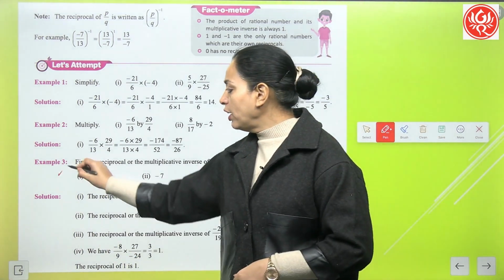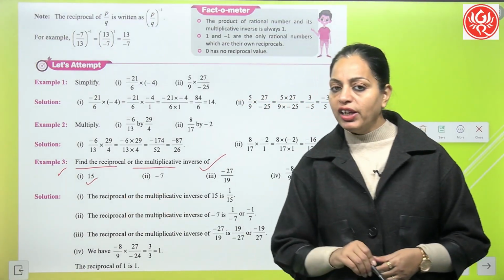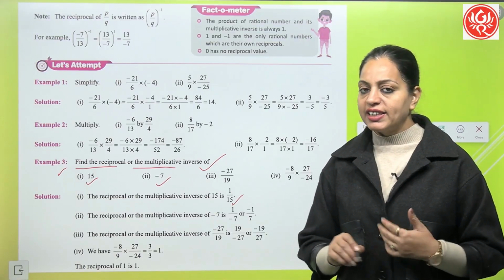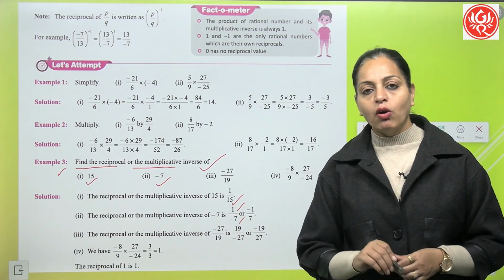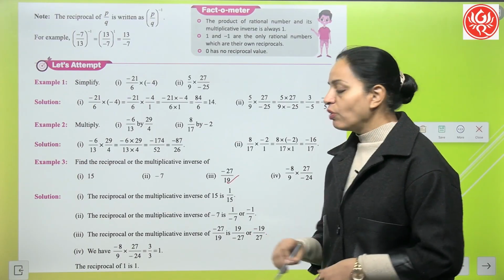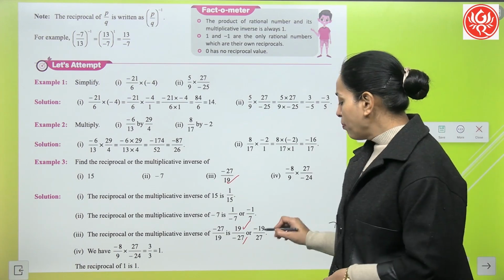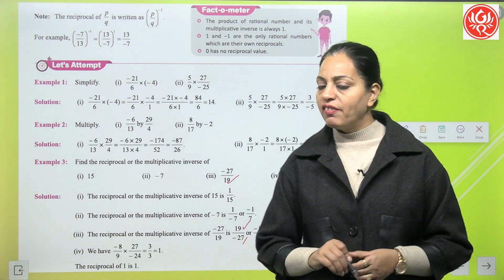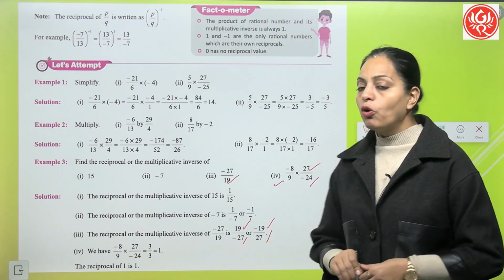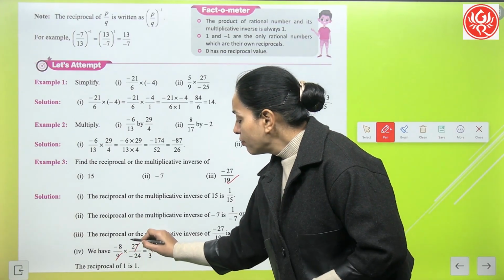Now see example 3. Find the reciprocal or the multiplicative inverse of, like, the first part 15. Its reciprocal is 1 upon 15. Second part minus 7. Its reciprocal is 1 upon minus 7 or minus 1 upon 7. Okay. Then third part minus 27 upon 19. So we can write 19 upon minus 27 or minus 19 upon 27. Then the fourth part minus 8 upon 9 multiply by 27 upon minus 24. So first evaluate it. इसे हम simplify करें.